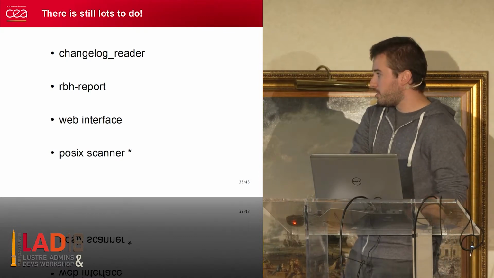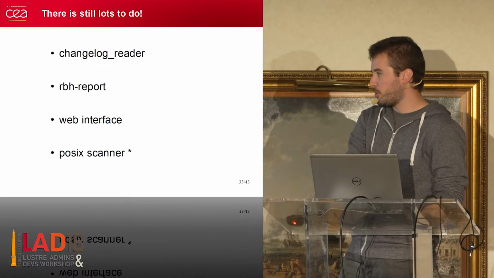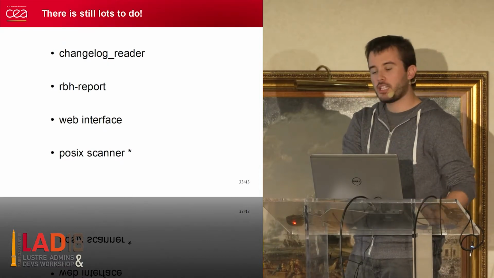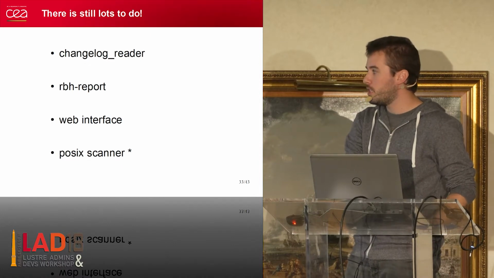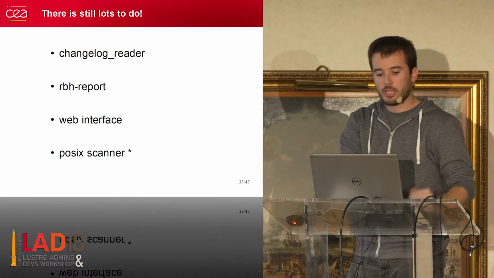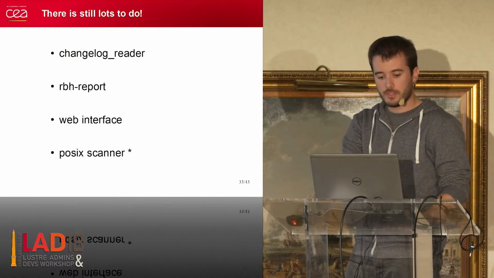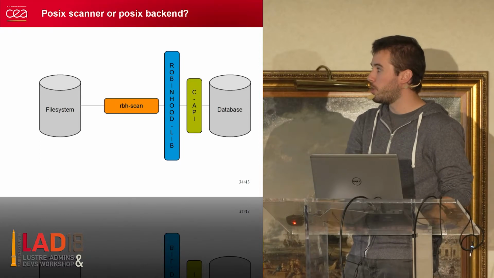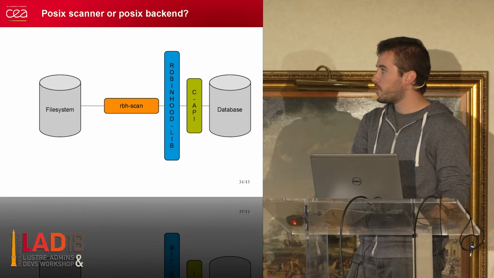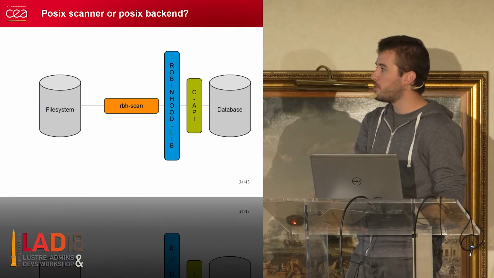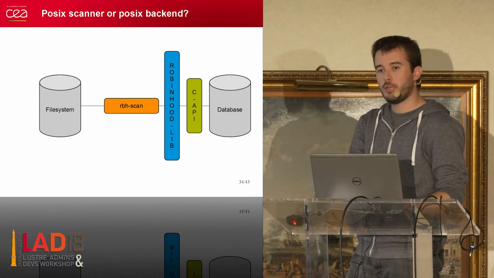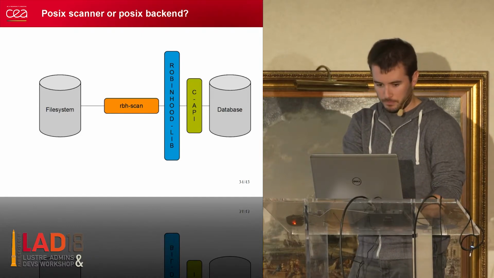You might ask, why do I need a POSIX scanner? If I don't have a POSIX scanner, how did I do all my tests? Well, I actually have one right now, but it's in Python and it's not really efficient. But I am actually wondering whether or not I actually need a POSIX scanner, because a POSIX scanner would probably look like this, an RBH scan command that would scan the file system, pull out all the entries, format them in something that the Robinhood library understands, and pass it down to the database.